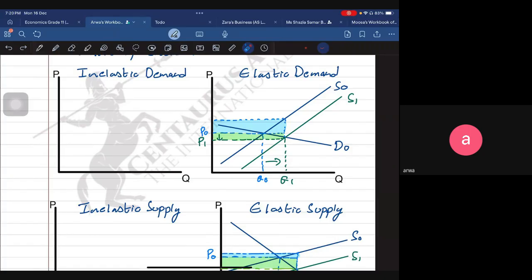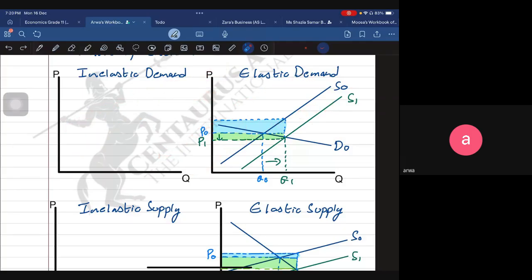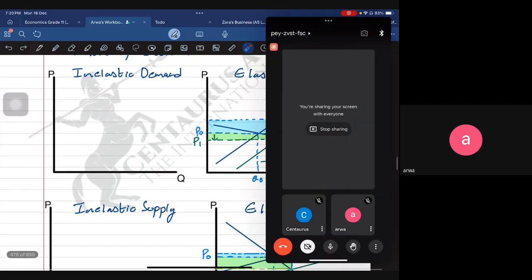When you are talking about the tax, S naught is here, S1 is here, so from S1 you go to S naught. And when you are talking about the subsidy, S naught is here, S1 is here. So if this is the point, you move upwards. This sometimes is very confusing. Now make all four graphs and show them to me so that I can see that all of them are correct. All right, start doing.